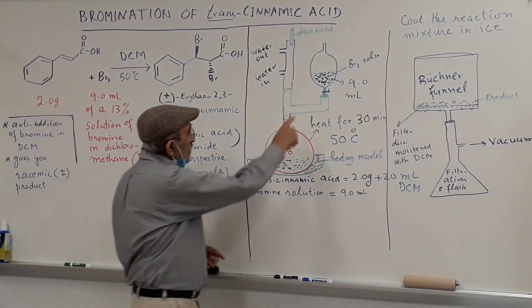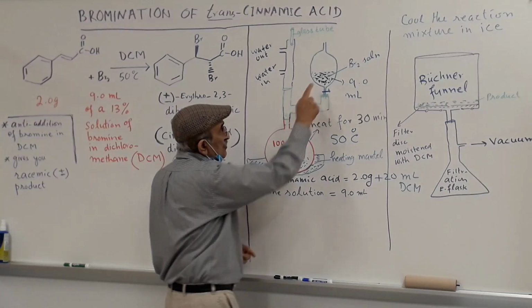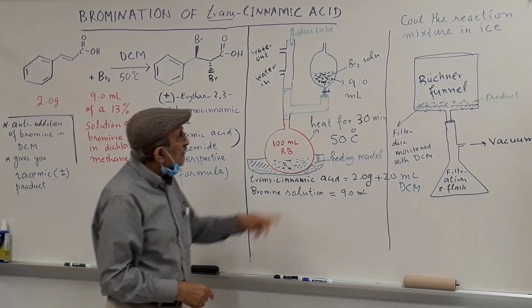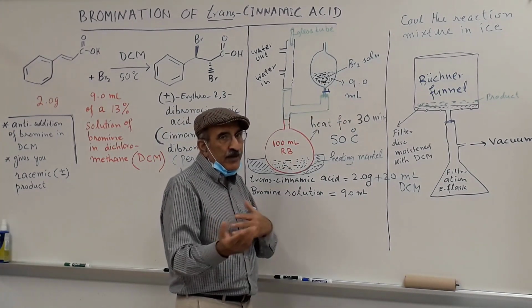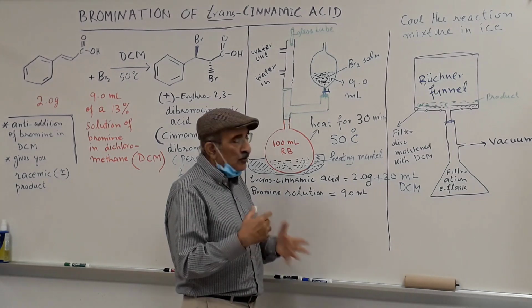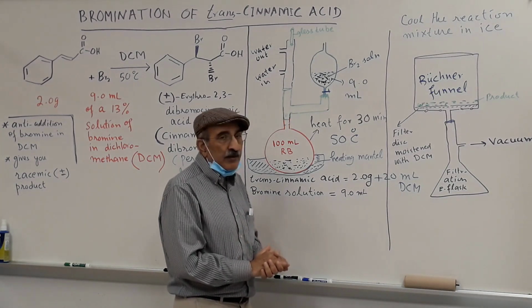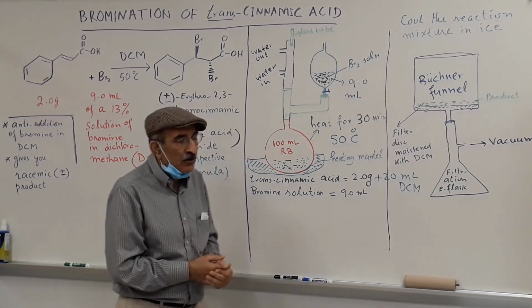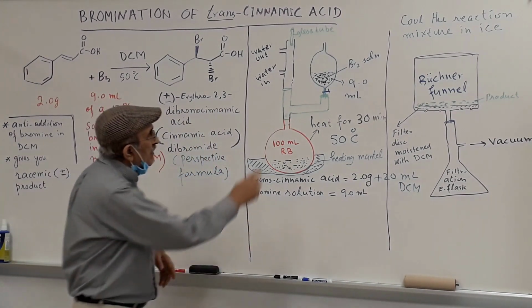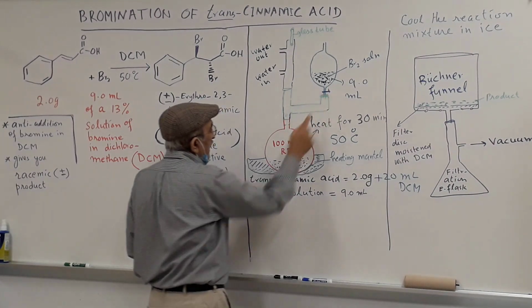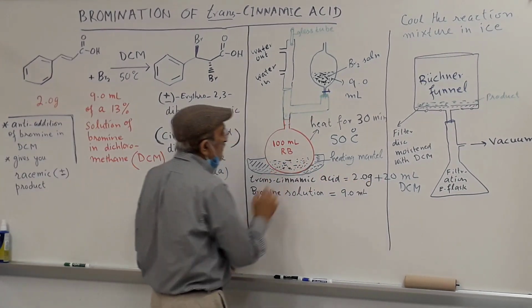And what is here? We charge this separatory funnel with 9 milliliters of bromine solution. We make the solution for you, so all you gotta do is just measure 9 ml. Be careful about bromine. Bromine is very corrosive, so you should be wearing gloves. Okay. All right. So we have 9 ml of bromine solution and 2 gram and 20 ml of DCM here.